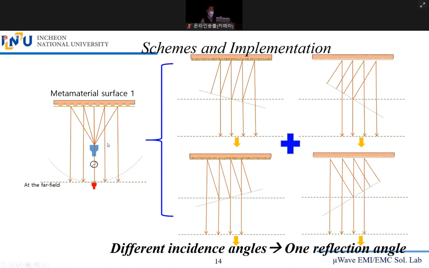So I could break this problem into these 4 pieces of problems like this. 1, 2, 3, 4. Except the normal incidence and normal bouncing, well, it is quite self-explanatory. I don't need to just add this to it.